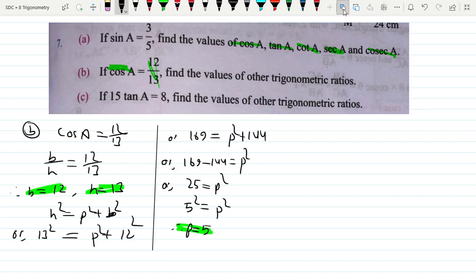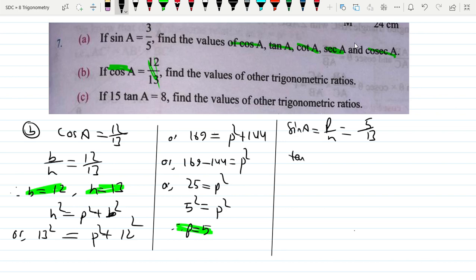Now after that we can find all the ratios which we are asked here to find. So here we are asked to find remaining ratios. Let's go with sine first. It's perpendicular by hypotenuse. Perpendicular, this we have found 5, and hypotenuse we do have already 13. So sine is done. And cos is already there, 12 by 13.